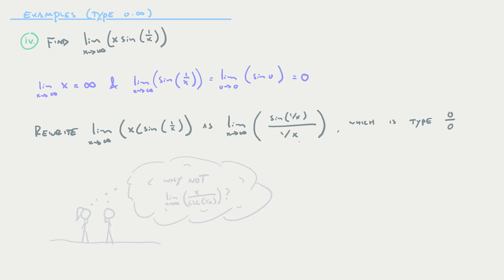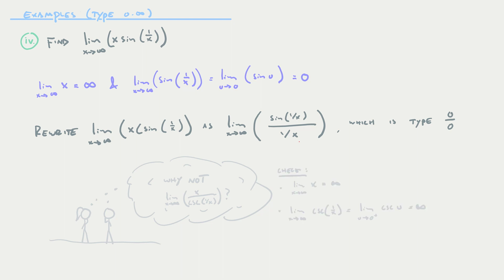Now you might wonder, why not write it the other way? Why not put x in the numerator and then just bring the sine down as a cosecant? So you've got x divided by the cosecant of 1 over x. And here's the thing about doing indeterminate product stuff. It actually does matter which one you go with. Sometimes you run into a dead end.